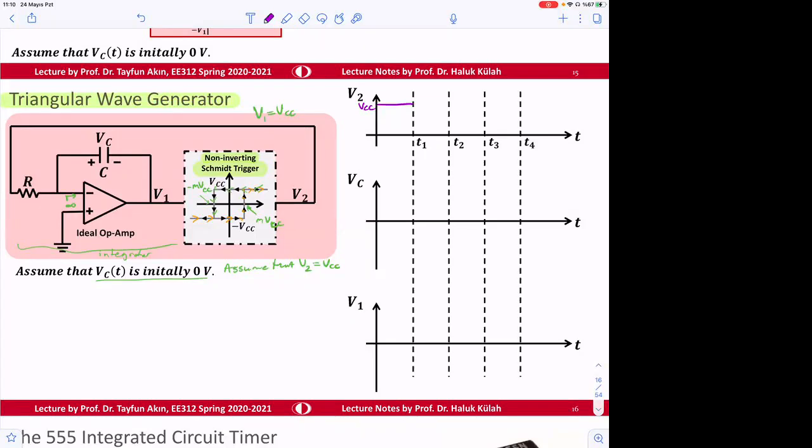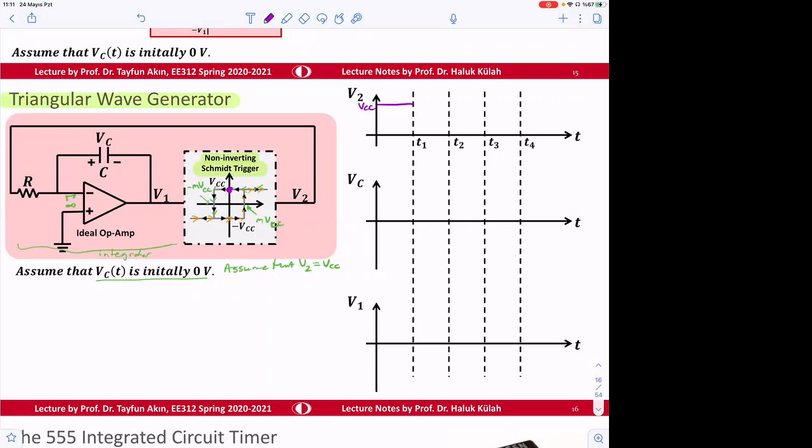sorry, this maybe is confusing because V1 is not here anymore. So there's V1 also here, and we don't want this V1 to confuse ourselves. So that's why I erased it. So V2 is VCC. The capacitor is 0. So V1 is 0. So input is 0 initially. Or sorry, maybe I should do it like this. So we are here initially, and input is 0, output is VCC.